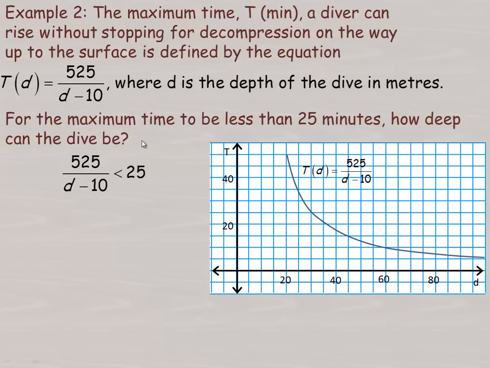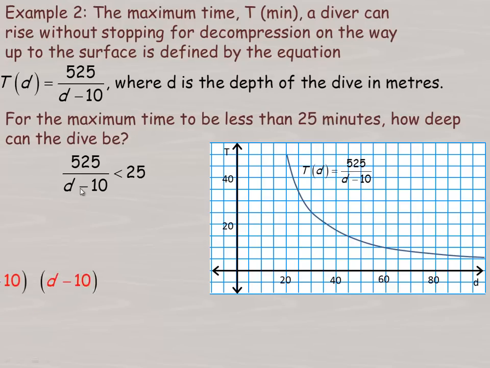And we're asked, for the maximum time to be less than 25 minutes, under 25 minutes, how deep can the dive be? So if the maximum is less than 25 minutes, that means that this 525 over d minus 10 must be less than 25 minutes. So I'm substituting 25 in place of the t. And so it goes less than 25 minutes. That's why we have the less than symbol here. Now we're trying to solve for d. So the only place I have the variable d is in the denominator. It's a d minus 10 here.